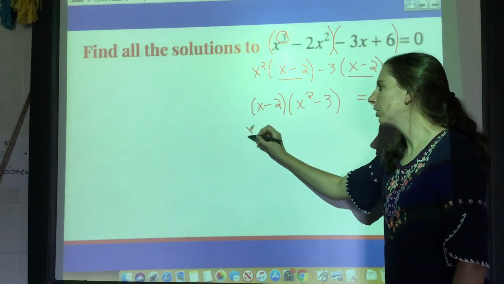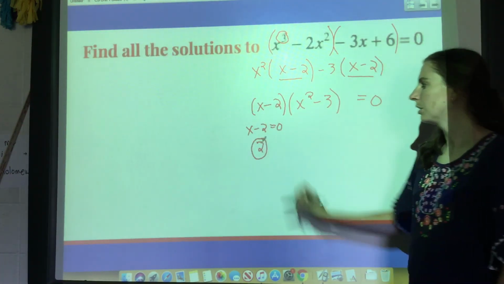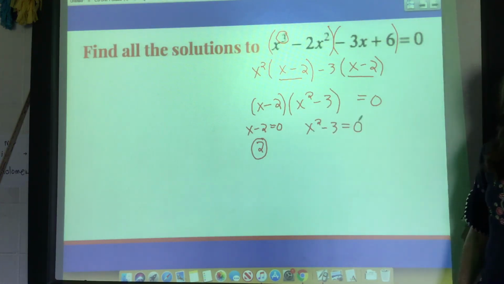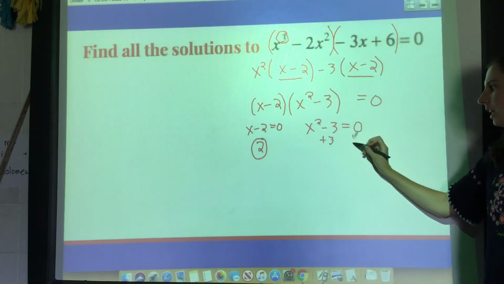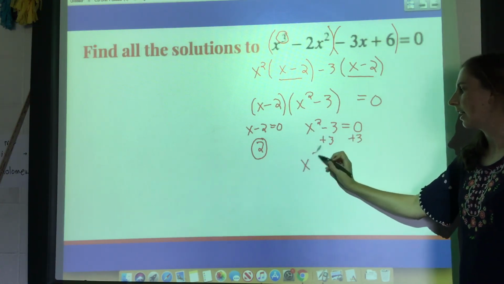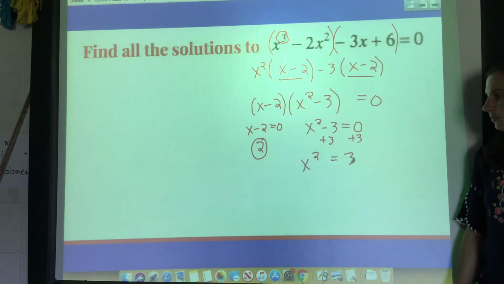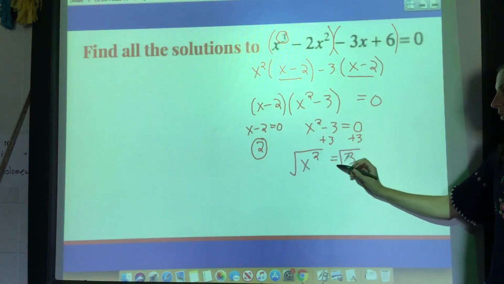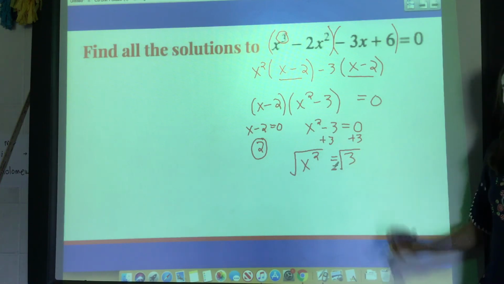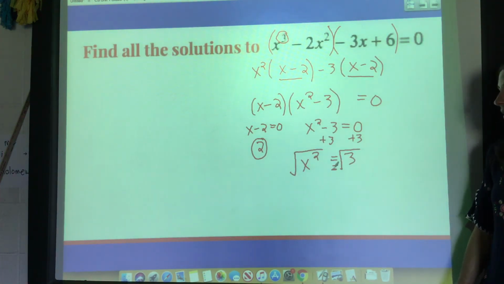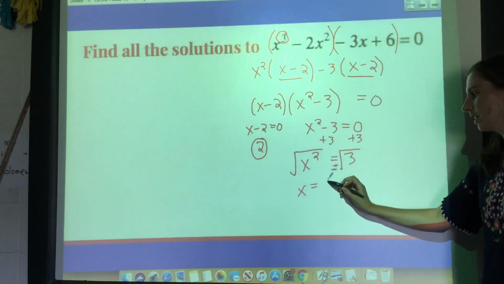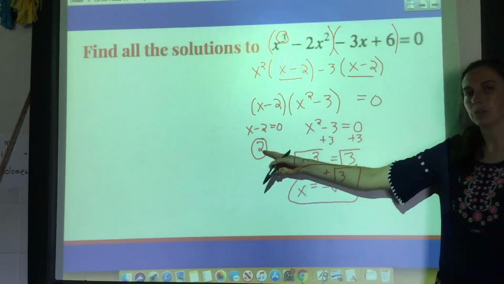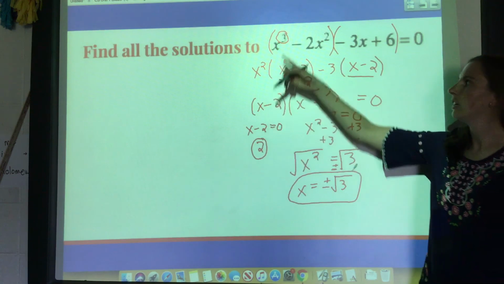So set x minus 2 equal to 0, you get positive 2. If I set this equal to 0, it's actually going to give me 2 solutions, because when I add 3, I get x squared equals 3. And when you take square roots to get rid of the squared, keep in mind that a square root could be positive, but it could also be negative. And so my solutions here are positive and negative square root of 3 and 2. So that's 1, 2, 3 solutions, just like I expected.